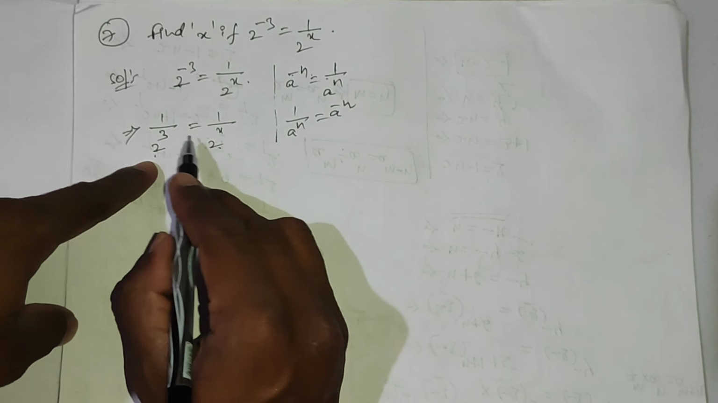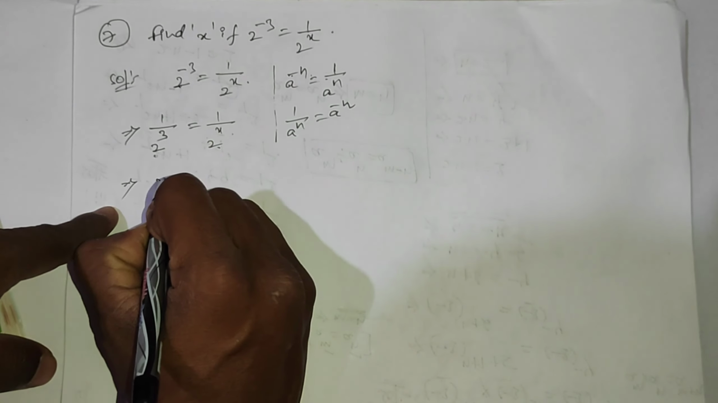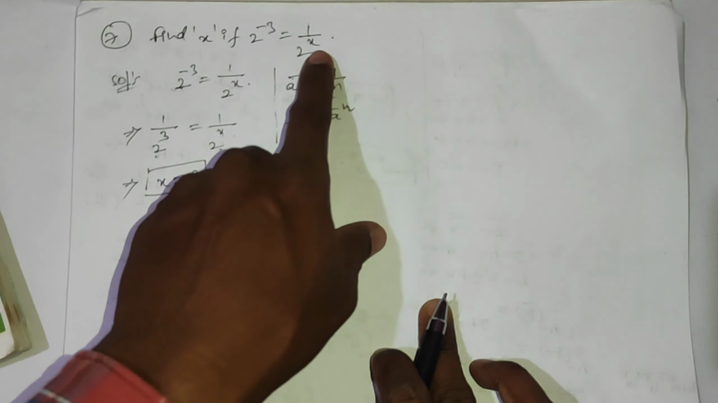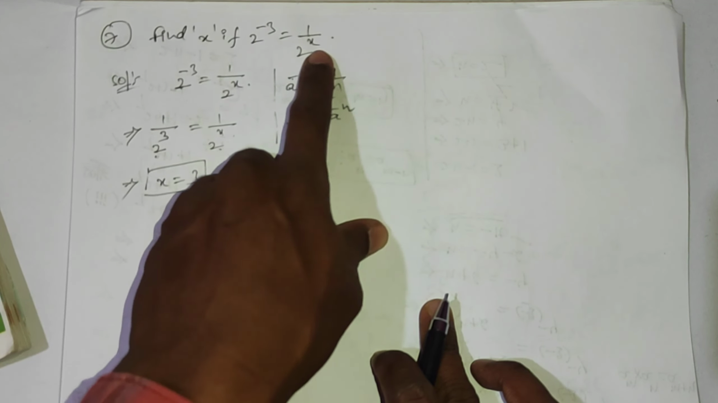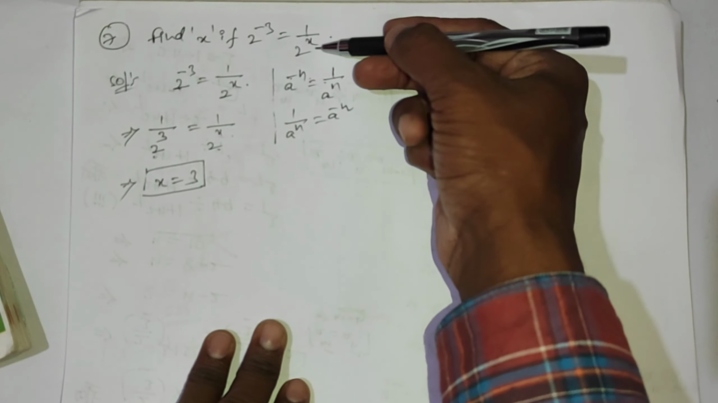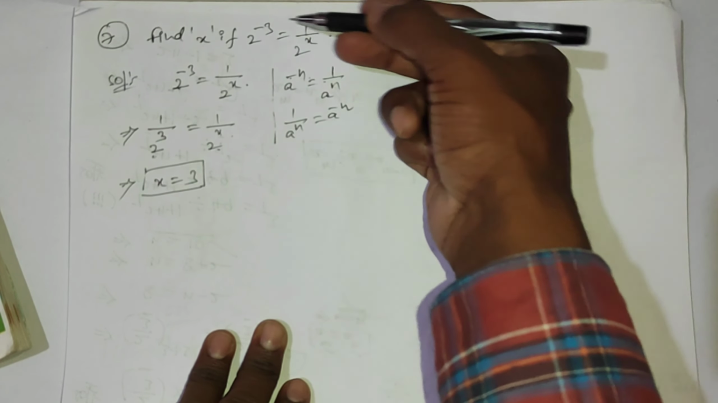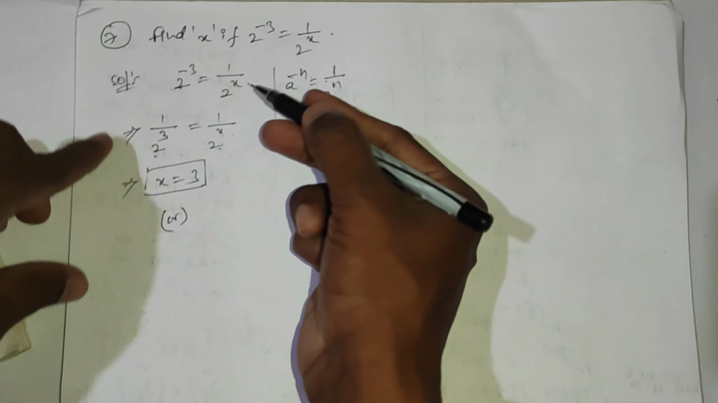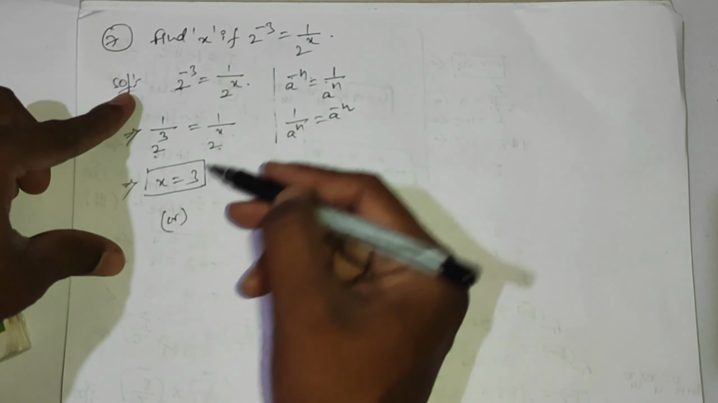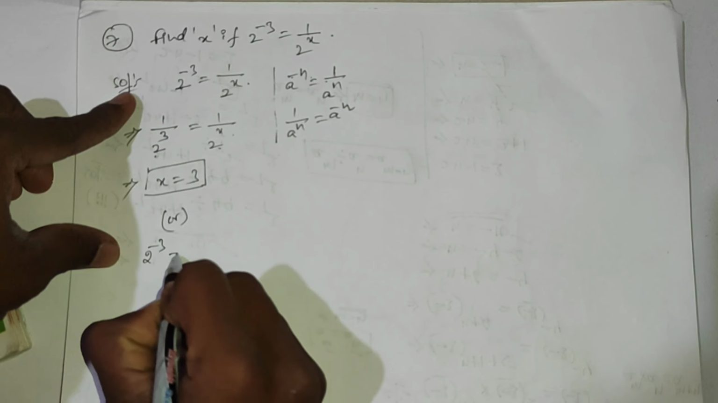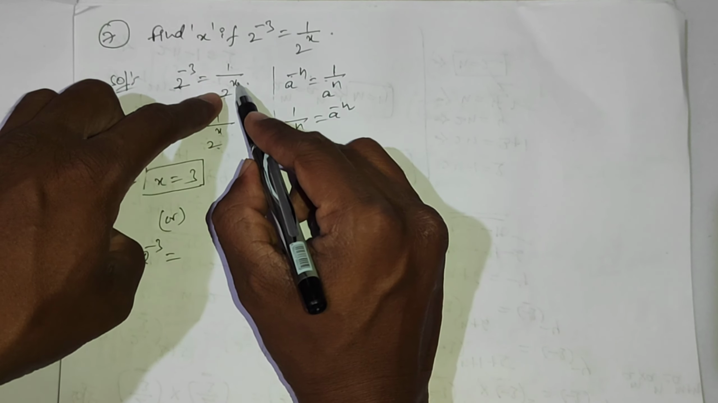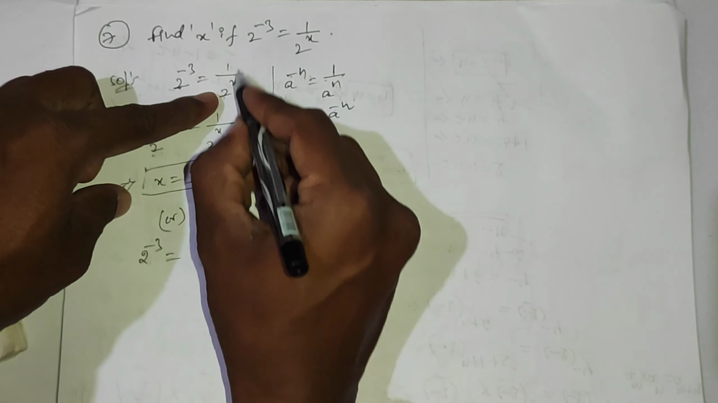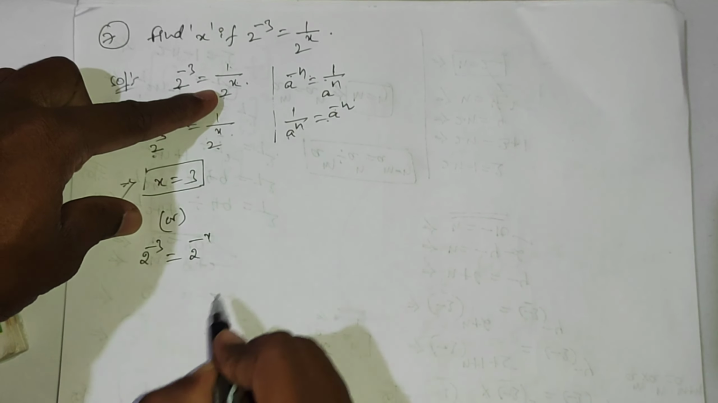See, the bases are equal, so we have to equate these two: x equals 3. That's it. Then x equals 3, and you will get both LHS and RHS equal. Or if you want to change 1 by 2 power x, so 2 power minus 3 is equal to, 1 by a power n is equal to a power minus n, it becomes 2 power minus x.